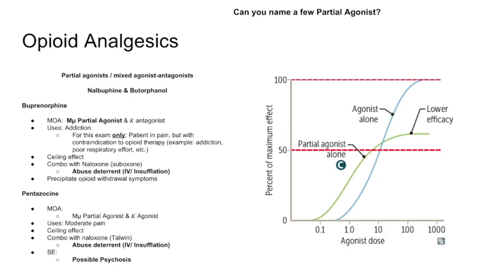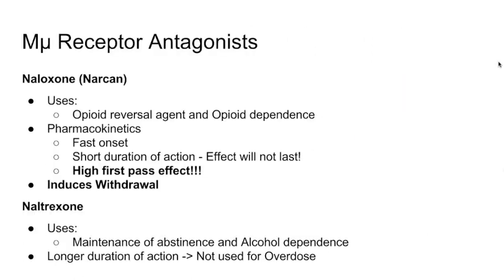So, I've talked about a couple partial agonists. Can you name some that we've talked about in the past? Buprenorphine, varenicline, which was Chantix, our nicotinic partial agonist, and then aripiprazole, which was our third generation atypical antipsychotic. All right. Now, mu receptor antagonists. I've sort of already talked about these a little bit.